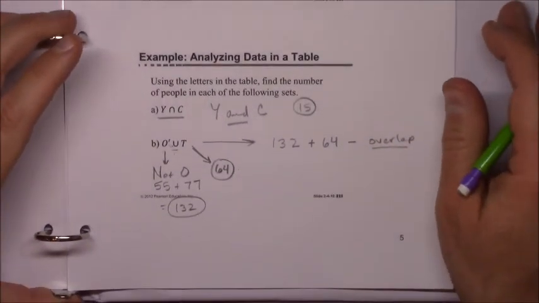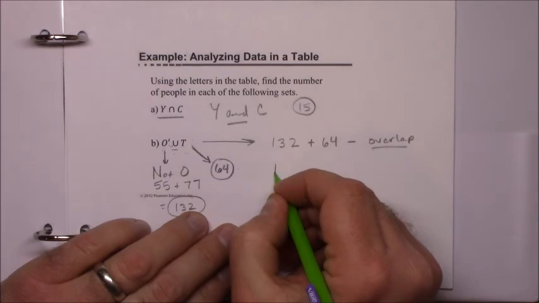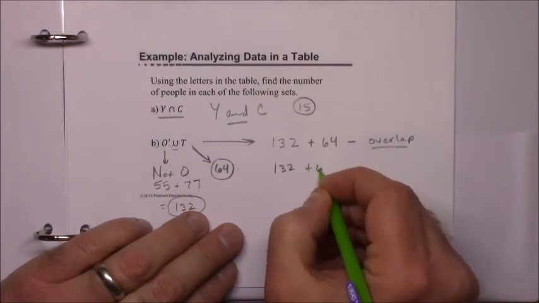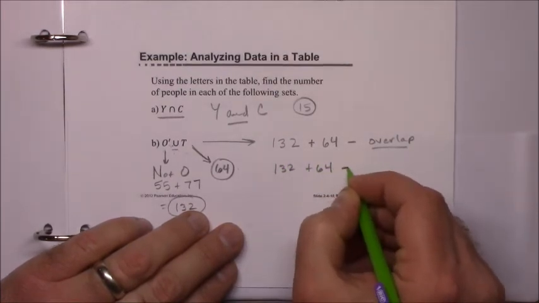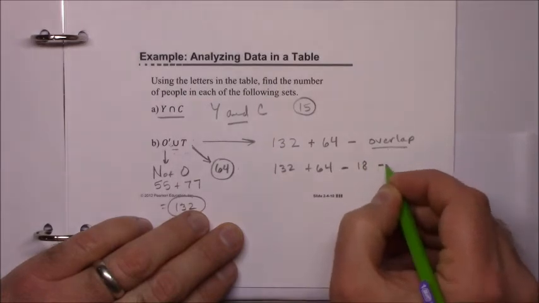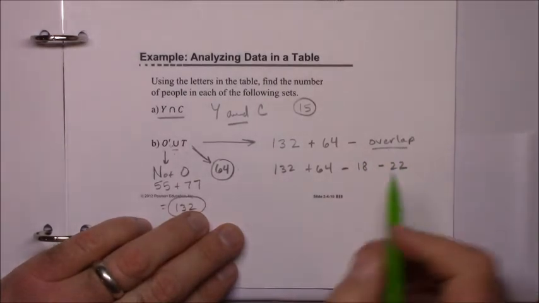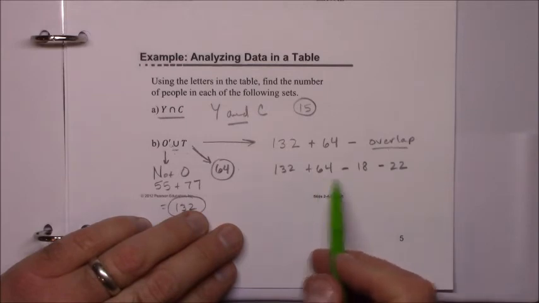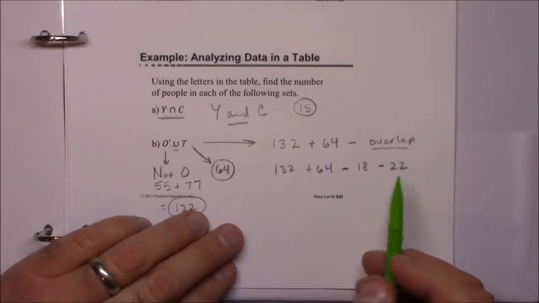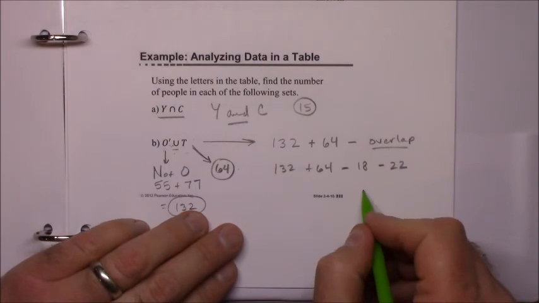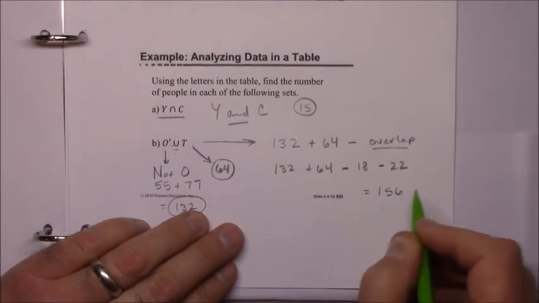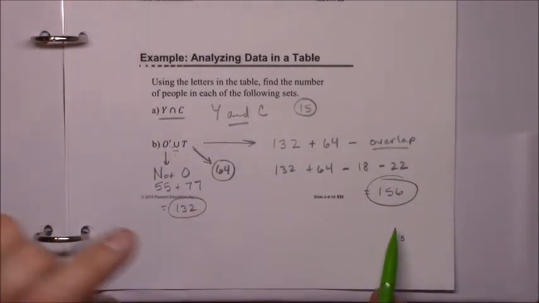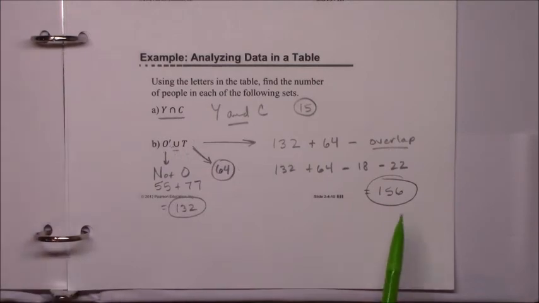So let's come back down here to our calculation. 132 plus 64 minus the 18 minus the 22. And when you calculate all of that out, take the 132, add the 64, minus 18, minus 22. That's going to leave us with 156 individuals total. So that's going to be our grand final answer.